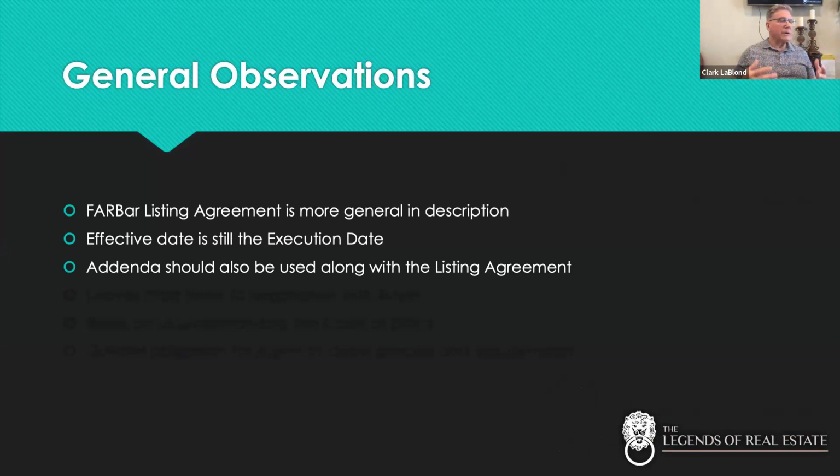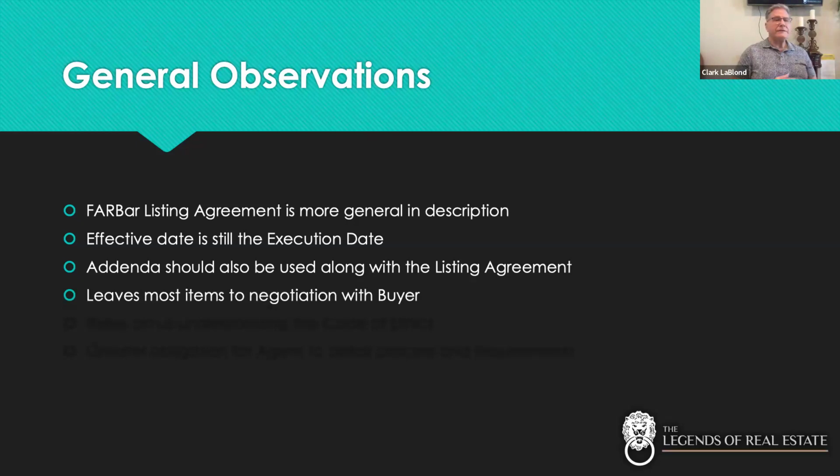You want to make sure that you add those to this. You're going to have to add a lot more detail for clarification. The onus is going to really fall onto us to make sure that the seller is clear on what's being offered and what the process will be like. This is going to challenge us to prepare a more detailed marketing plan for our sellers. It leaves most of the items to the negotiation with the buyer. So really what this does is just say that we're the brokerage that has the listing. It's an exclusive right of sale listing agreement.